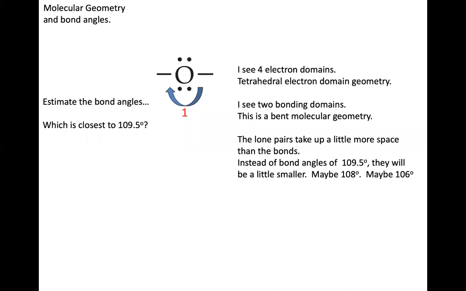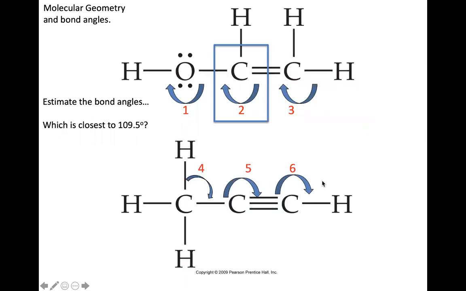The lone pairs are going to take up a little bit more space than the bonds. So instead of this ideal angle of 109.5, that internal angle is going to be a little bit smaller. Maybe it's 108, maybe it's 106. Notice what I did within my analysis: I'm just looking at the most immediate vicinity and not worrying about other structural features. The bond angles are going to be due to that immediate vicinity, so it's going to be a little bit smaller than tetrahedral.